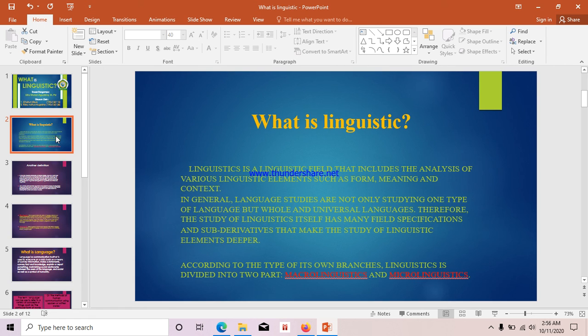According to the type of its parts, linguistic is divided into two parts, macrolinguistic and microlinguistic.